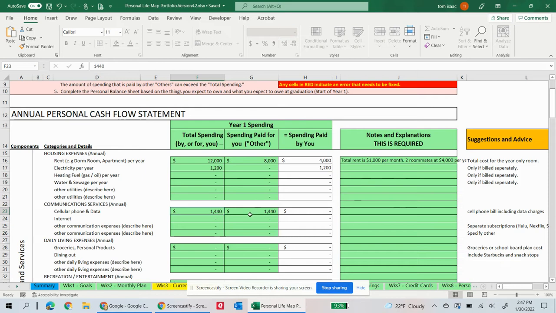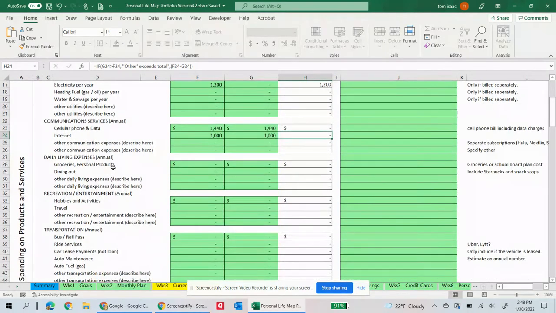Now, if for some reason you make a mistake in here, say, internet, I don't pay anything for internet, my parents pay $1,000 for my internet, you get an error and it shows up in red. If you get this error in red that says other exceeds total, you have to put in the leftmost column the total amount of spending. Right, there's $1,000 in spending, my parents pay all $1,000, and I pay nothing. So if anything shows up in red, that's an error and you need to fix it. You go through the same categories: housing, communications, daily living expenses.